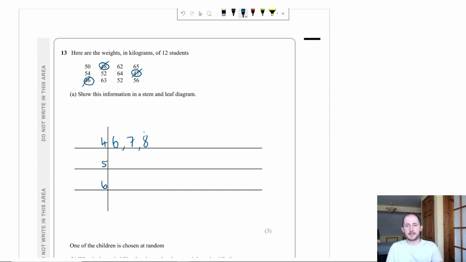And then I move on to the next numbers, which is the 50s. So I have 50, I have 54 and 56. See, almost missed one. It's very easy to do. And then write them in order.